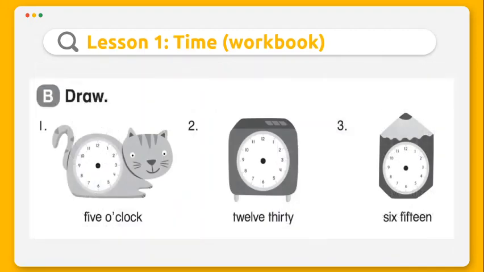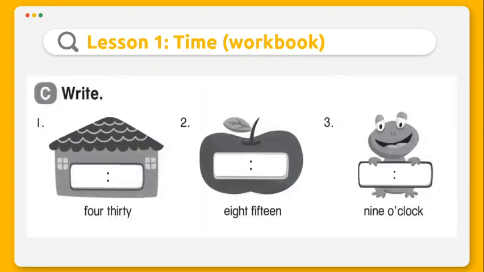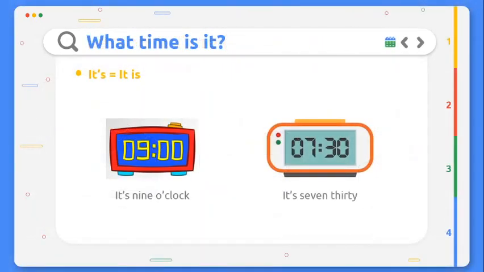In exercise B, it says draw. You have to draw the correct time according to the one that you have below. Then you have to write the time again. Now, this is important. When we say the time, it's important to add the word it, in this case, it's or it is. For example, in the first clock, you have 9. It's 9 o'clock. In the second, you have 7:30, or it's 7:30.